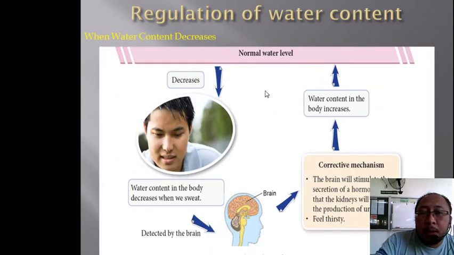What will happen when the water level in our body decreases? When the water content in our body decreases, it will be detected by our brain, and then our brain will instruct a corrective mechanism that will stimulate the secretion of a hormone so that the kidneys will decrease the production of urine. And the symptom that we'll have is we will feel thirsty. So we will drink a lot of water to make sure that the water content in the body will increase.